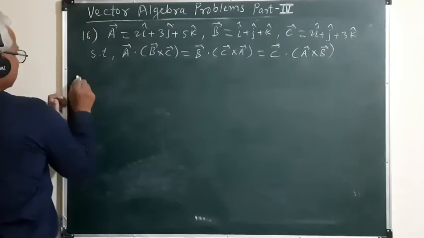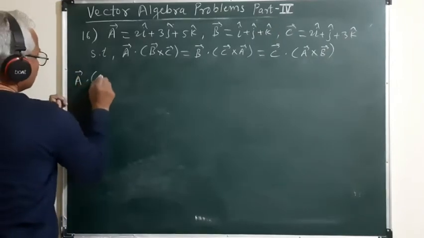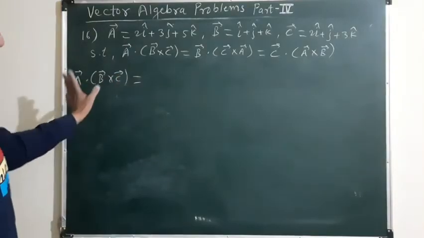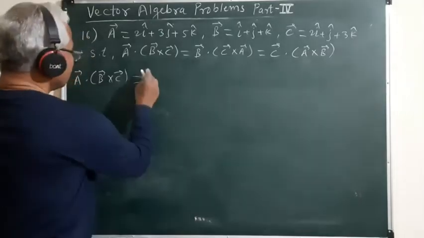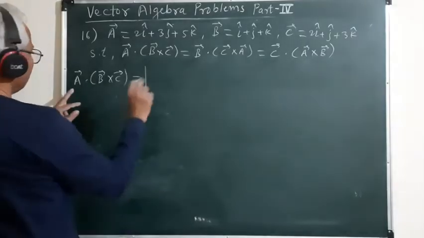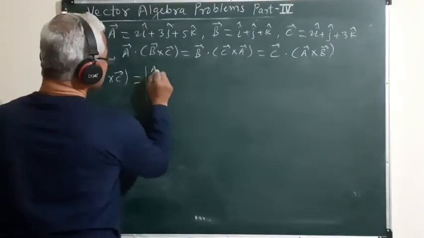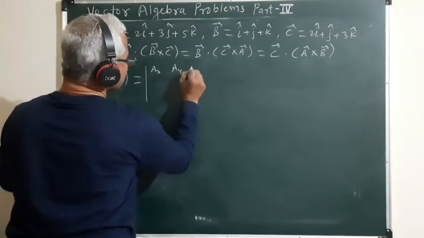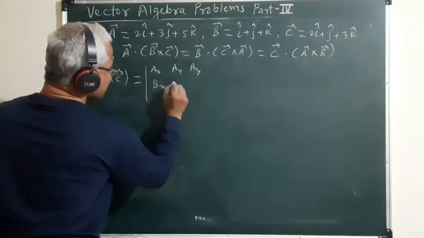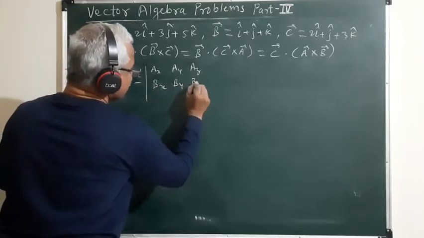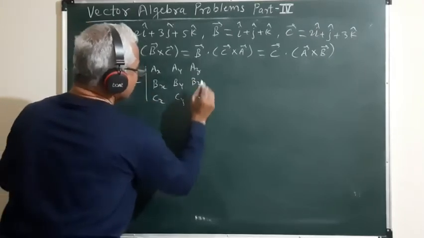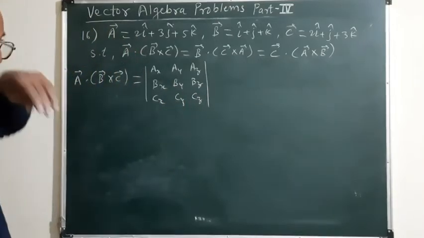So let us first evaluate A bar dot B bar cross C bar. We have seen that the scalar triple product of these three vectors is nothing but equal to the determinant of the coefficients of the three given vectors. The first row of the determinant is the components of the first vector in the product, ax, ay, az. Second row is the components of the second vector in the product, that is bx, by, bz, and the third row is the components of the third vector in the product, that is cx, cy, cz.